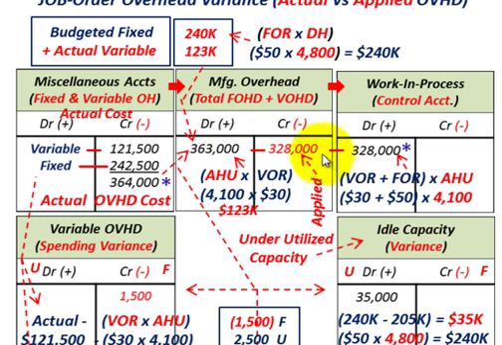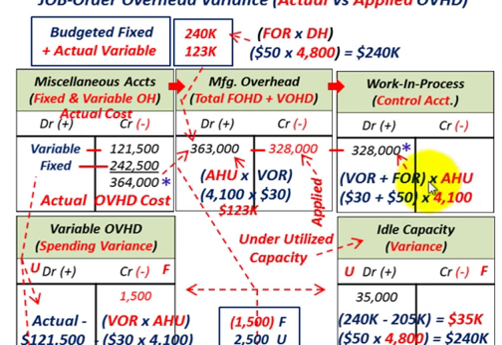Okay, so now we're going to apply our overhead based on the variable overhead rate of $30, plus our fixed overhead of $50 per hour. So a total of $80 for our variable and our fixed overhead on a per hour basis, times the actual hours we've used, 4,100 hours.